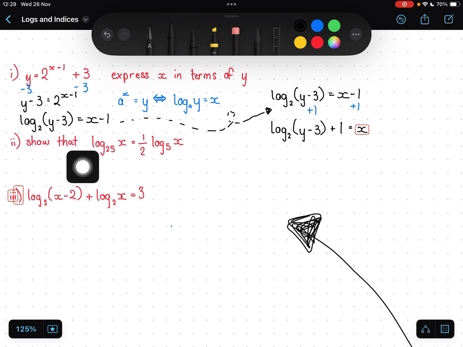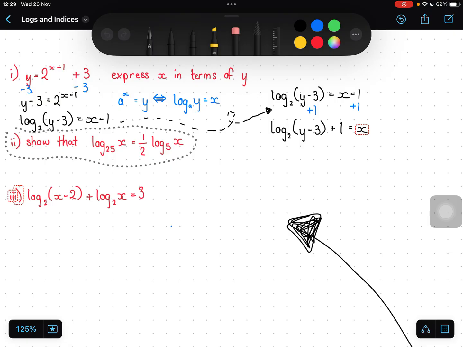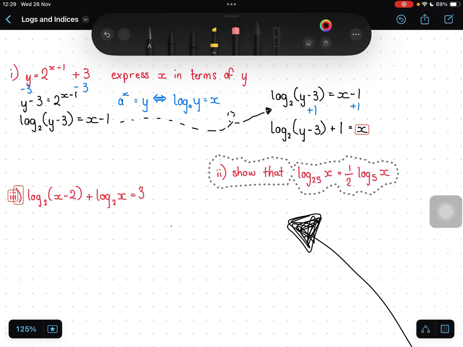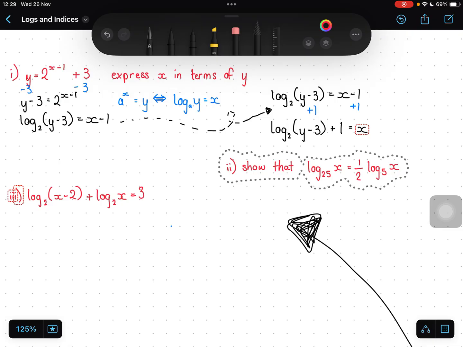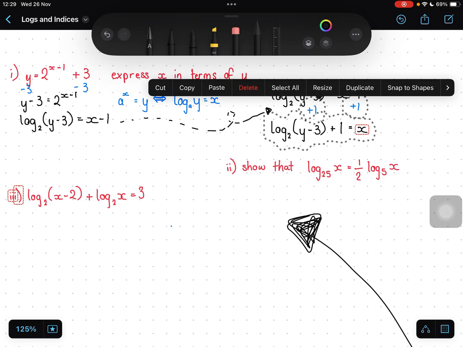This one here, show that log with a base 25 of x is equal to a half of log 5 of x. So again here, if you didn't get the one above, firstly, if you want to try this one now, you can. Okay, I'm actually going to just rearrange this page a little bit so that it's not as messy, so that we have a little bit more space.